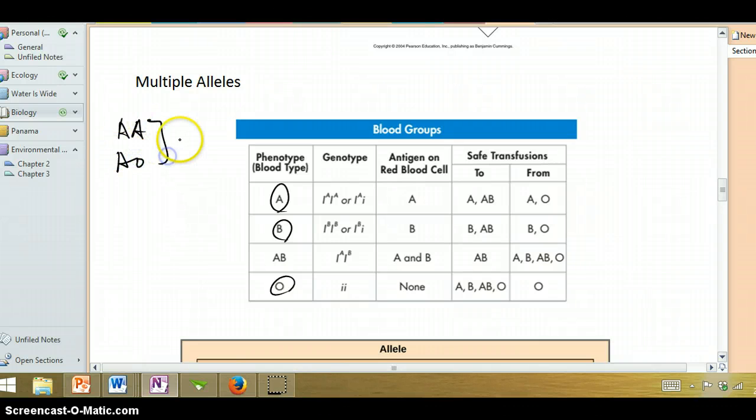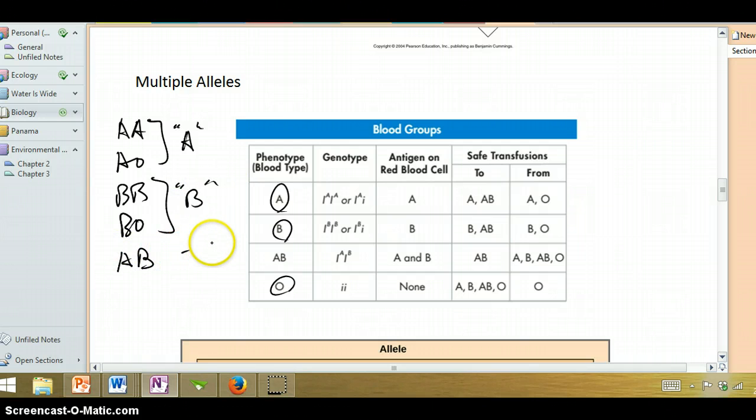AO, so these, of course, are A type, and then you have these, which are B type. And perhaps you remember here, this is the example where the two alleles are codominant because these individuals are AB, and you have to have both copies of the O to have O-type blood.